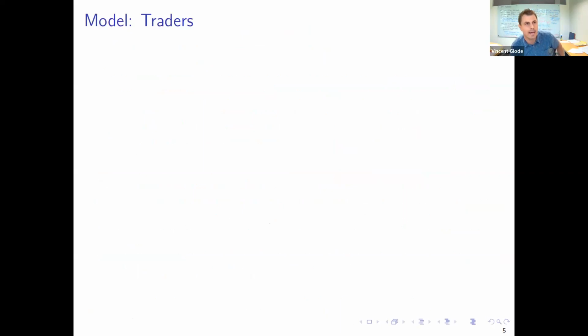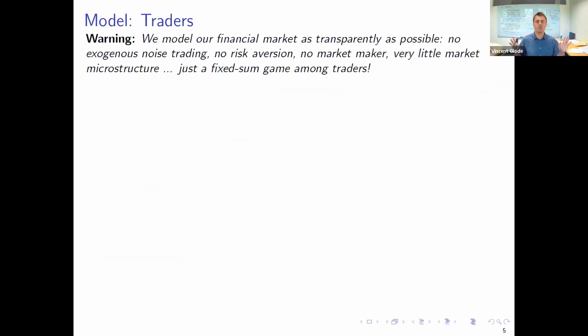Okay, so let's start with the model now. First, a warning: we're trying to model our financial market as transparently as possible. There won't be anything that we don't need in our model. So there's no exogenous noise trading, no risk aversion, no market maker. There's very little market microstructure, in fact. There's just a fixed sum game among traders. And that's what we want to focus on. We want to focus on the sales of trading advantages that can be used in a fixed sum game.